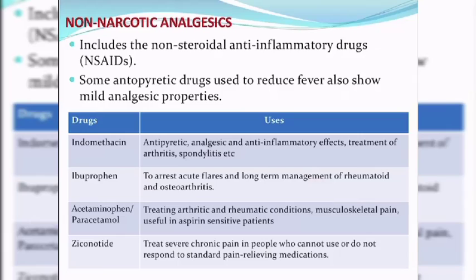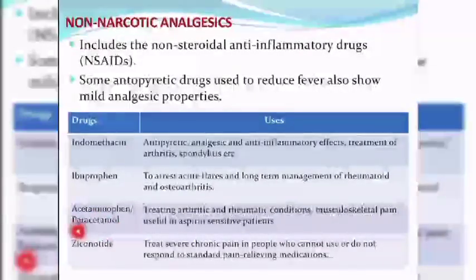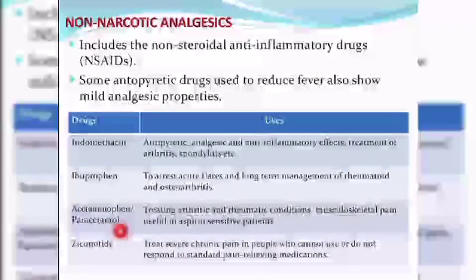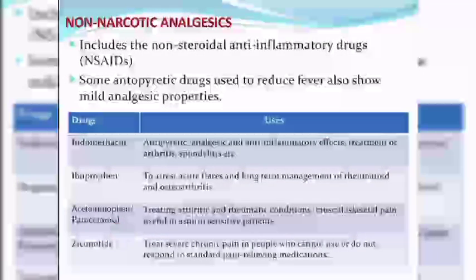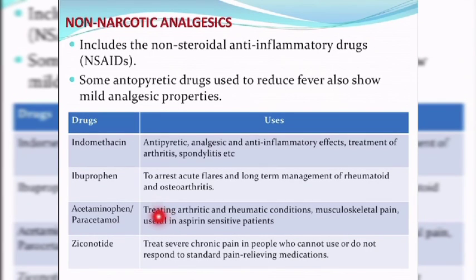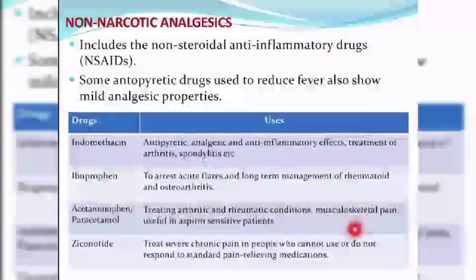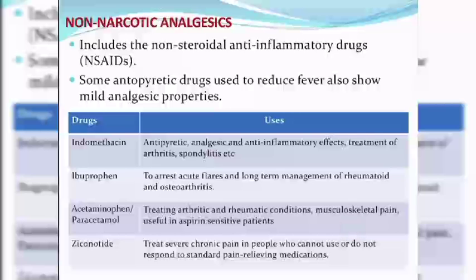And next is acetaminophen or paracetamol. Paracetamol is very famous in India also. We all have heard about it. Paracetamol, Dolo 650, is a commonly taken medicine to get over fever. What are the uses of this? Treating arthritic and rheumatic conditions and musculoskeletal pain, and it has been used as an alternative to aspirin for sensitive patients.